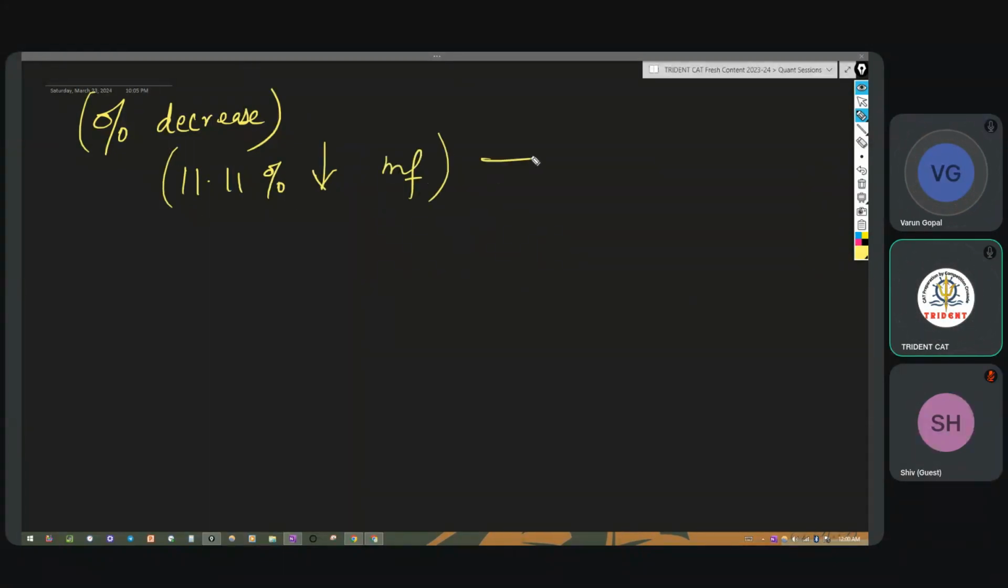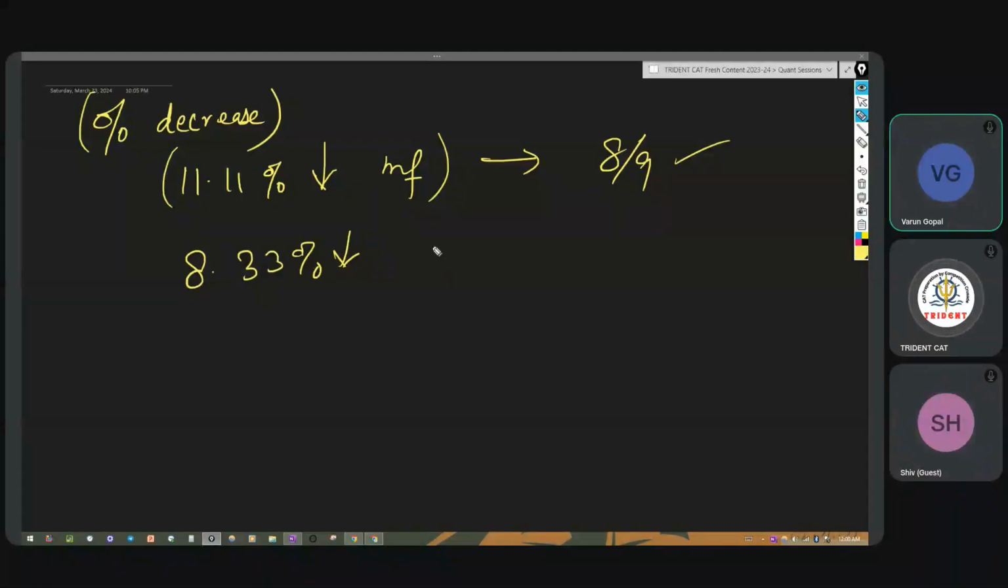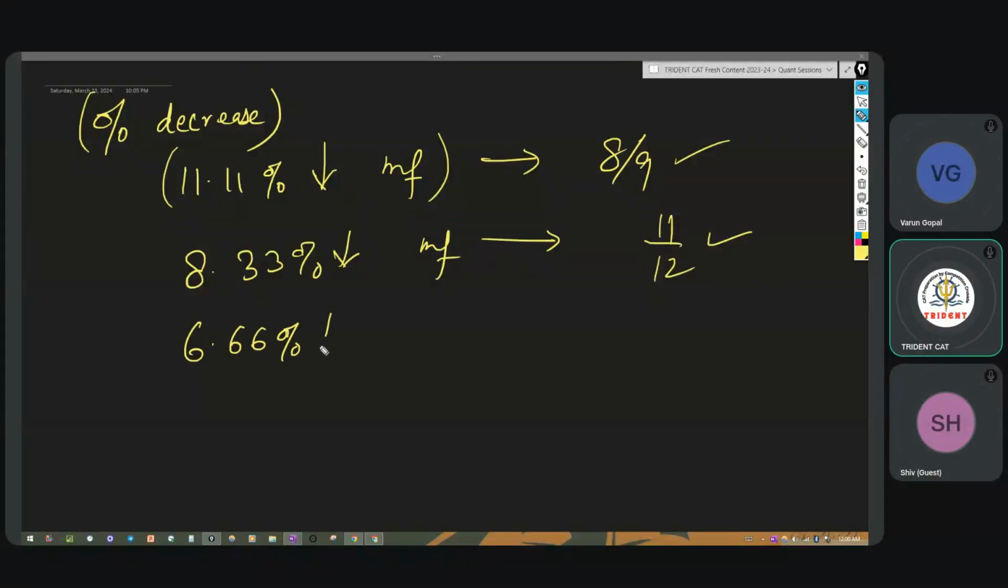Quickly, guys. This will not take you more than a second. 8 by 9. Great. Shiv, is this okay? Yes, sir. 8.33%, but this time decrement, decrease. 11 by 12. Great. Next number is 6.66%, but this time again decrease. 14 by 15. Great.